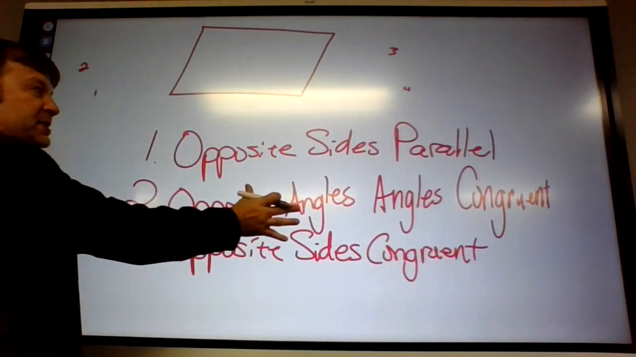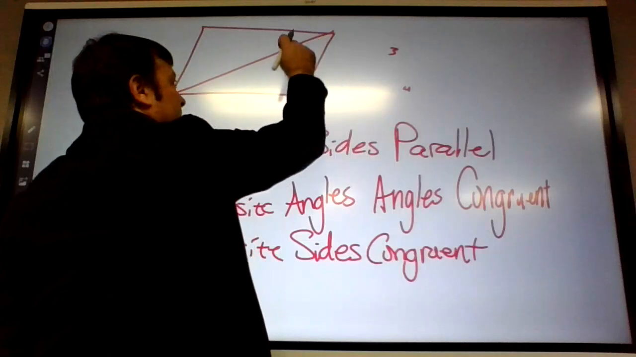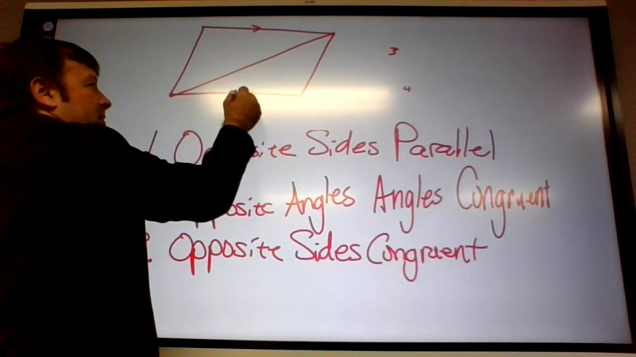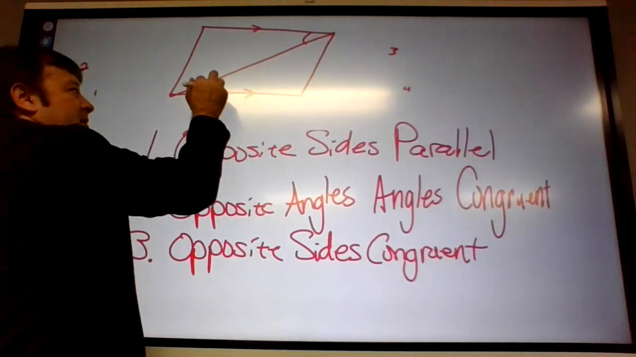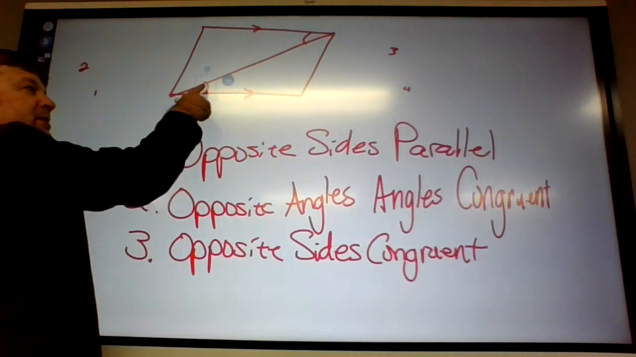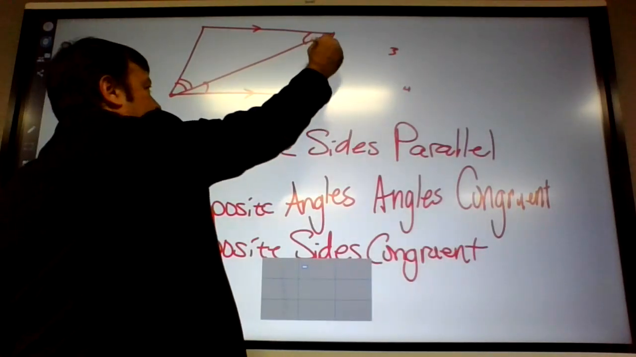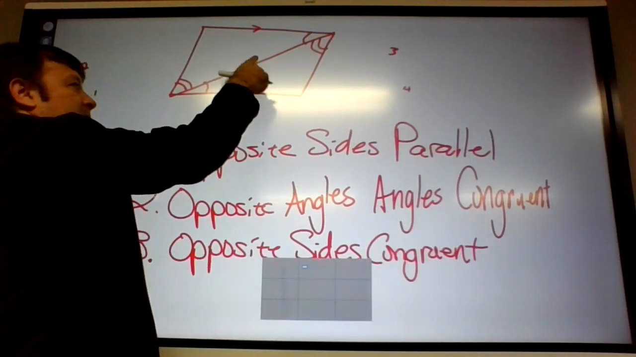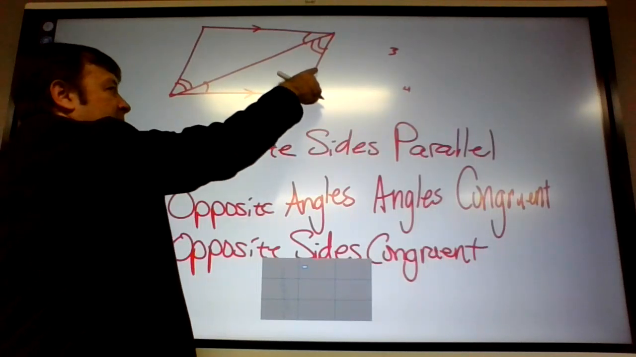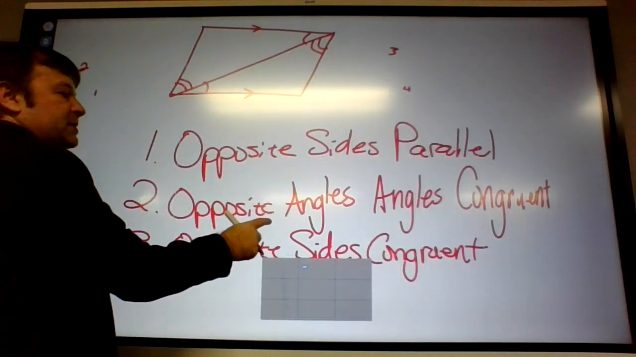The way that we know these things are for sure true is basically if you draw a diagonal in there. Because these lines are parallel, these angles are the same. Why are these angles the same? Alternate interior angles are congruent when lines are parallel. For the same reason, these two are the same. Which means these two triangles are congruent by angle side angle. Which means these are the same and these are the same. So that's where we get all this stuff from.